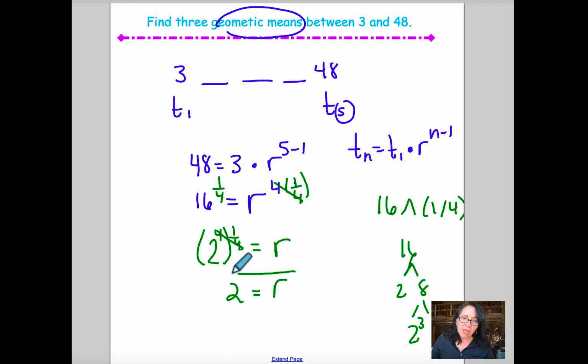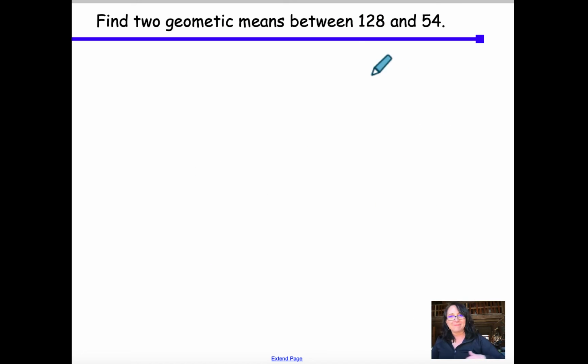And I'm going to get my common ratio is equal to 2. So now that I have my common ratio, I can take this up here and multiply by 2 each time. So 3 times 2 is 6. 6 times 2 is 12. 12 times 2 is 24. And 24 times 2 is 48, right?